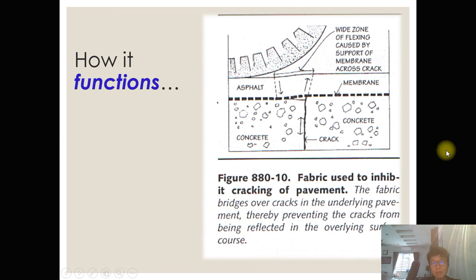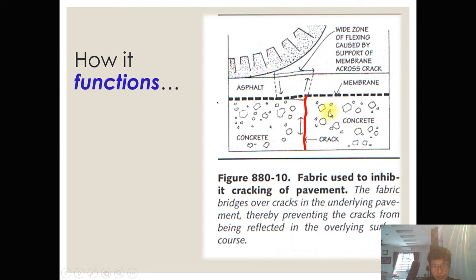And in this situation, what we are seeing here is a wide zone of flexing caused by support of membrane across a crack. So if we have a membrane here, that's a geotextile, and having this separator, we could avoid this load being transferred down to worsen the crack. So if we look through here, it says inhibit cracking of the pavement. The fabric bridges over cracks in the underlying pavement, preventing the cracks from being reflected in the overlying surface course.